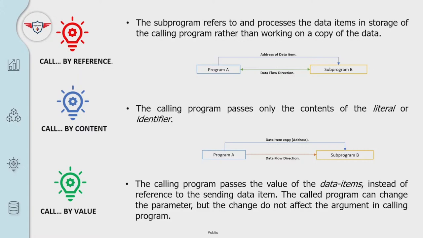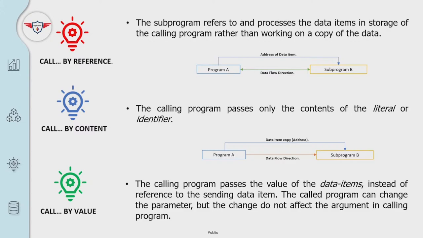But when the data is passed by content, a copy of the data item is created and the address of the copy is supplied to the subprogram, and any change made to the data item in the subprogram will only affect the copy of the data item. If you look at the flow diagram, program A, the main program, is calling the subprogram, program B, and it's passing the data. What it does is create a copy of the variable or data item and then pass the address of that data item to program B. If the subprogram makes any changes to the data item that it has received from program A, then those changes will only be reflected in program B. They will not be reflected in program A, because both programs are accessing different memory locations.